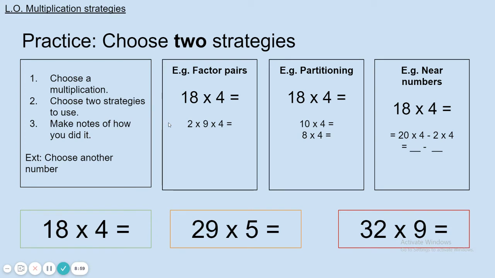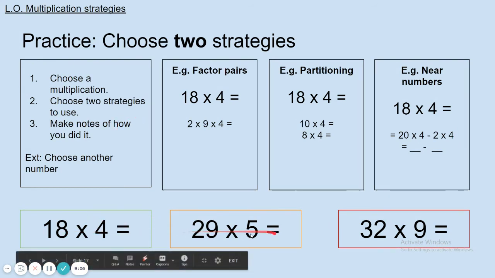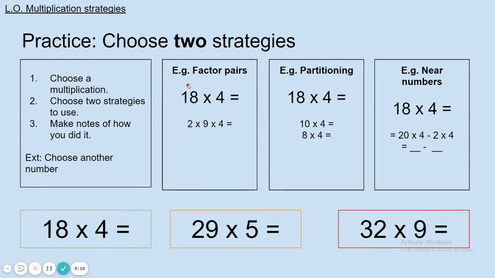What you're going to do is you're going to choose a calculation, and then you're going to work it out using 2 strategies. So let's imagine we've got some of these here, and you might pick 18 times 4, and you might think, oh, you know what, I can do that with factor pairs, because I know that 2 lots of 9 make 18. So if I did 2 times 9 times 4, those 2 together, 9 and 4, make 36, and you could double that.